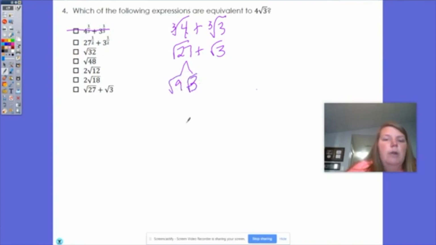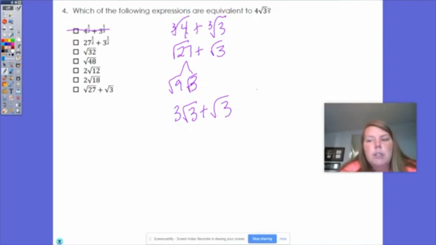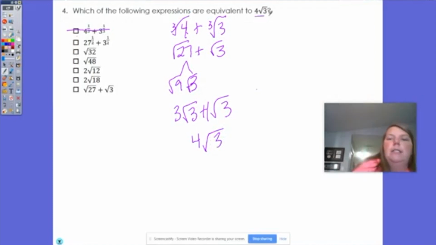And then if we take the square root of each of those, the square root of 9 is 3 times the square root of 3 plus this other square root of 3. And these are like terms. They both have a square root of 3, so we want to add them together. Technically, this has a 1 out in front of it, so 3 plus 1 would give us 4 times the square root of 3. So that first one, it is the same, or the second one, excuse me.